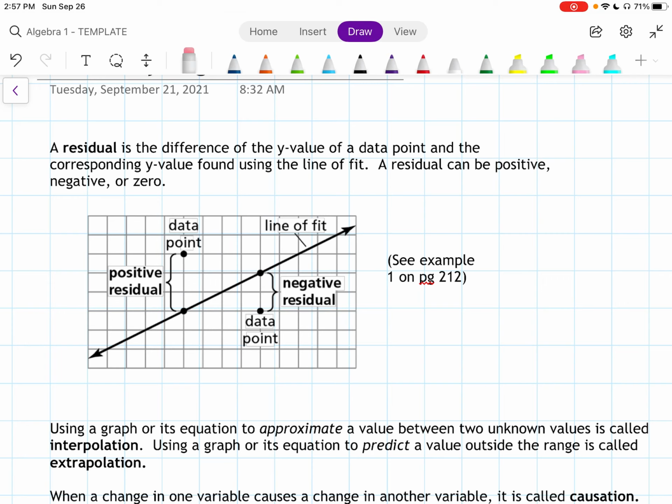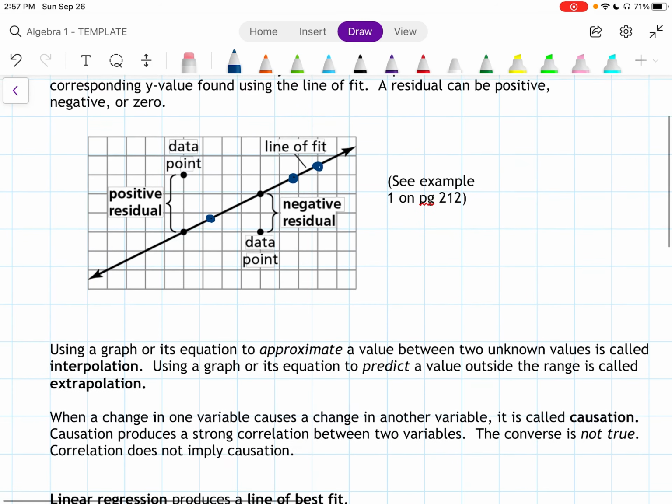Ideally, hopefully it makes sense that you really want the residual to be 0, right? You want your data points to be on this line of fit, because then it's like a perfect representation of that data point. If you want a more worked out example of that, you can look at example 1 on page 212.